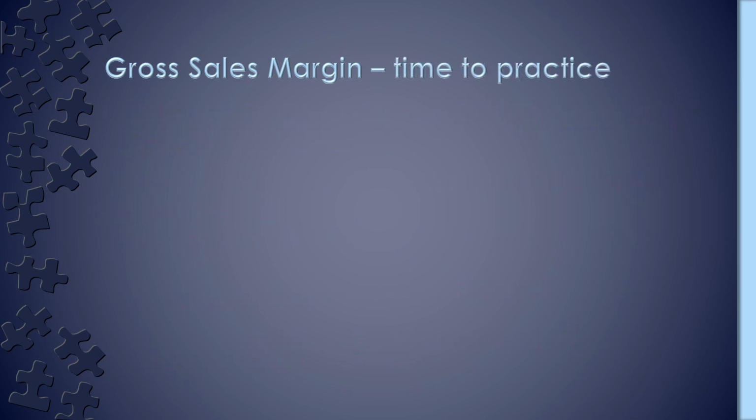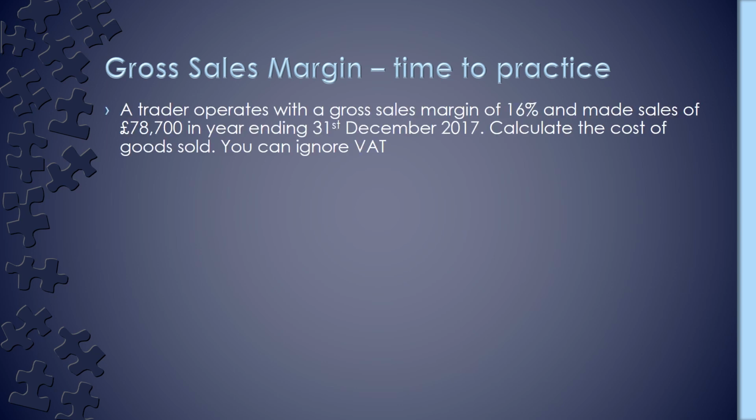So going to bring one up on the screen here for you now. So good idea just to give the video a pause and give it a try. A trader operates with a gross sales margin of 16%, made sales of 78,700 in the year ending 31st of December 2017. Calculate the cost of goods sold. And again, you can ignore the VAT.